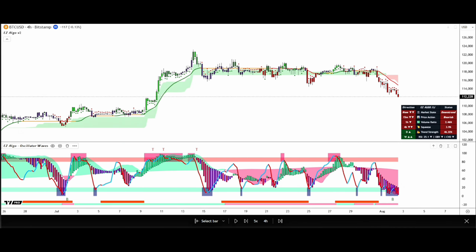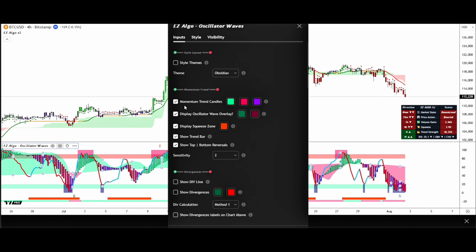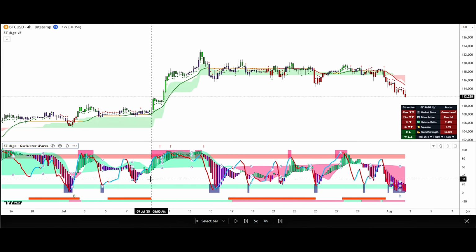When you load up EZ Algo Oscillator Waves, you're going to see quite a few different indicators populate on your screen. So let's go over what each of these things mean. First and foremost, we have our momentum candles, which if we hover over to the script name in the settings, we have our momentum trend candles, right? And all that is, is it tells us what direction price is heading in and how strong that move is. Now, green means it's an uptrend, red means downtrend, and purple candles mean that the price action is either choppy or a reversal is trying to take place.